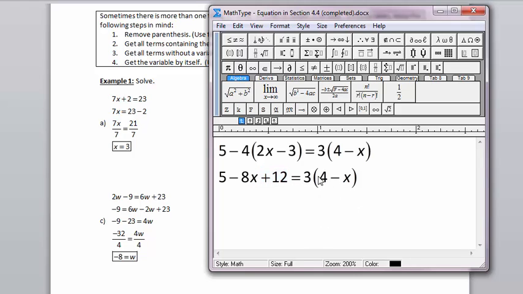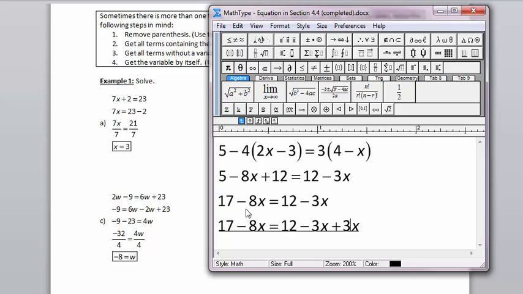We also want to distribute on the other side. On the other side, we'll have 3 times 4 is 12, minus 3 times x is 3x. So just check the distribute there as well. And now we're going to get to combining like terms. On the left-hand side, we have our 5 and our 12. So we'll add those to 17 minus 8x equals 12 minus 3x.